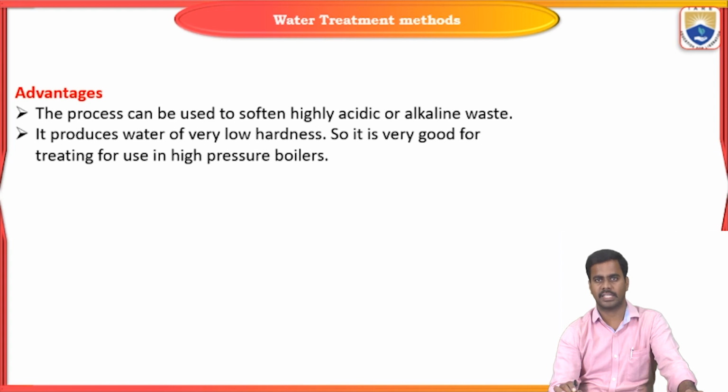Next, coming to the advantages. What are the main advantages of the ion exchange method? By using the ion exchange method, we can remove both cations and anions of hardness producing salts. It produces water of very low hardness. It is very good for treating water for use in high pressure boilers. This process can be used to soften water, and highly acidic and alkaline wastes can also be treated by the ion exchange method.